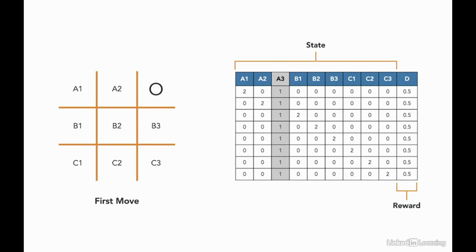The table to the right is known as a policy table. It represents states and rewards. Columns A1 to C3 are the positions on the board, while column D is the reward associated with each state. Each row represents an available state or action that the agent can make, given that the first player has played O in position A3. 1 stands for player 1 and 2 stands for player 2. Notice that column A3 is taken and is therefore grayed out and pre-filled with 1. This means that the agent can play any position on the board except A3.